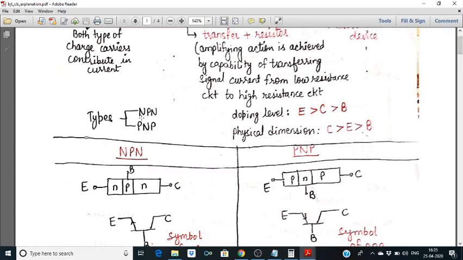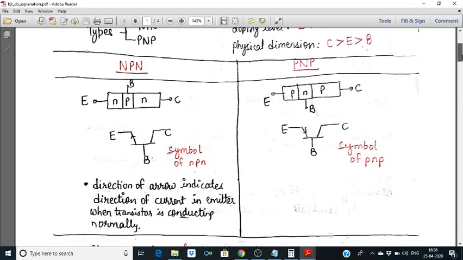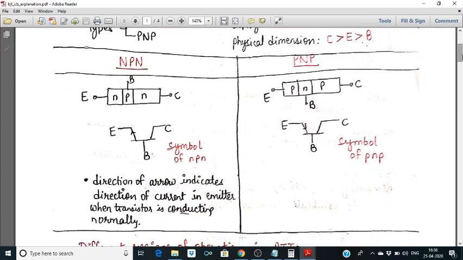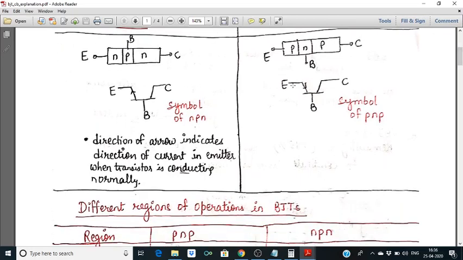Now there are two types of BJT transistors, NPN and PNP. In case of NPN transistors, we sandwich a P-type layer in between two N-type layers, while in case of PNP, we sandwich an N-type layer in between two P-type semiconductor layers. These are the symbols for the NPN and PNP transistors. For NPN, the arrow is pointing outward, while for PNP it is pointing inward. The direction of the arrow indicates the direction of current in the emitter when the transistor is conducting normally.